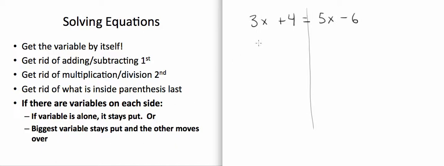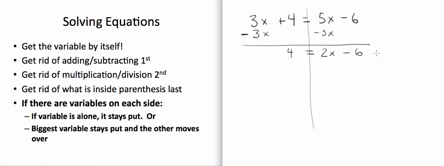So now, the biggest variable stays. I look at 3x, 5x. Which one's bigger? The 5x is bigger, so that means it's going to stay. We're going to move this 3x, which means we're going to subtract the 3x over. So now we have 4 is equal to 5x minus 3x gives us a 2x, and we have this minus 6 tacked on down at the bottom.